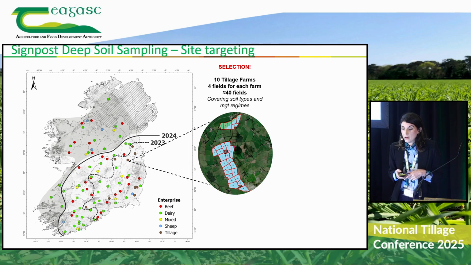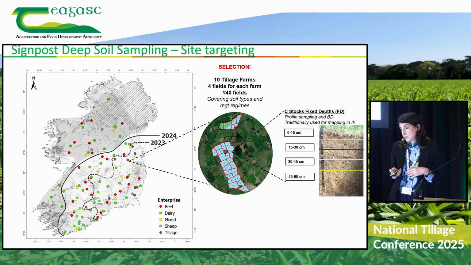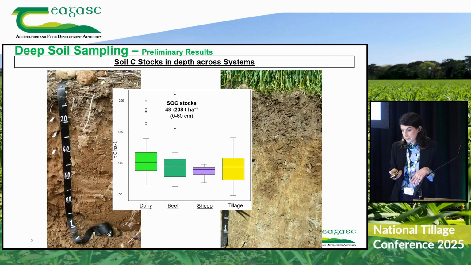For each one of these farms, we sampled a few fields, four fields in particular. Ten tillage farms are included in the signpost campaign, covering different soil types and management regimes. And what we did was sampling up to 60 centimeters, so sampling in depth.